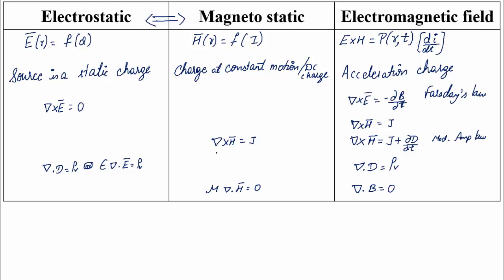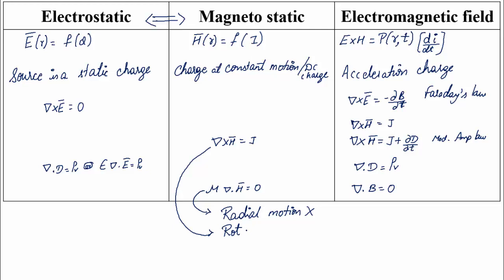Now what is the significance of writing curl H equals to 0 or mu times del dot H equals to 0? If I am writing mu times del dot H equals to 0, what do you mean by del dot? Nothing but a radial motion. So if it is becoming 0, it will not be having any radial motion. So in the case of magnetostatic, you will not be having radial motion, but it is rotational.